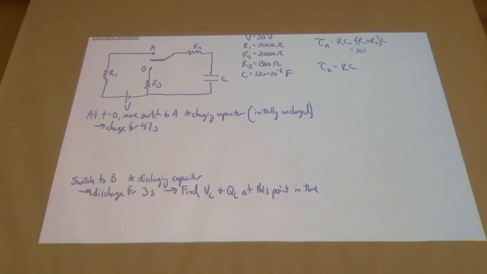So that's 10,200 plus 20,000 times the capacitance, which is 120 times 10 to the minus 6. Both big and small numbers. You should get, after all of that, a nice number like 3.6. And the time constant is measured in seconds. That's not too bad, right? What resistors are in play when I switch over to B?